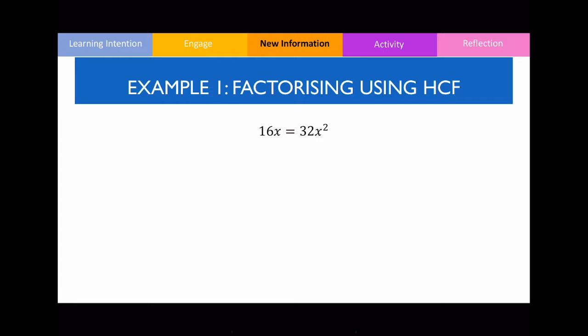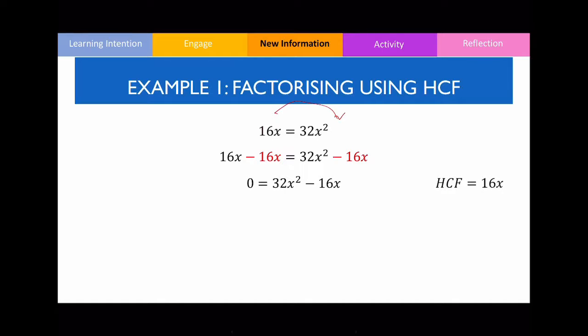This example over here is factorizing using the highest common factor. So in this case, what I'll do first is rearrange the equation. I'm going to move the 16x to this side over here so I can actually factorize it. So I'm going to subtract 16x on both sides. Therefore, this is what my equation would look like now. In this example, your highest common factor is going to be 16x.